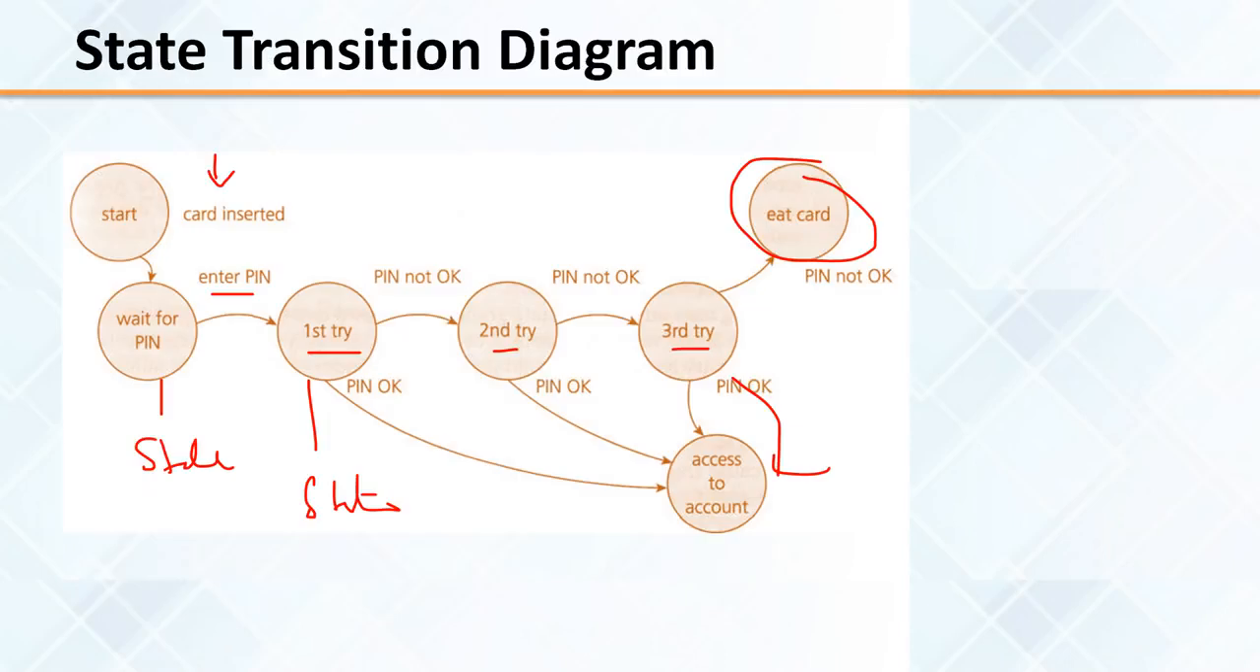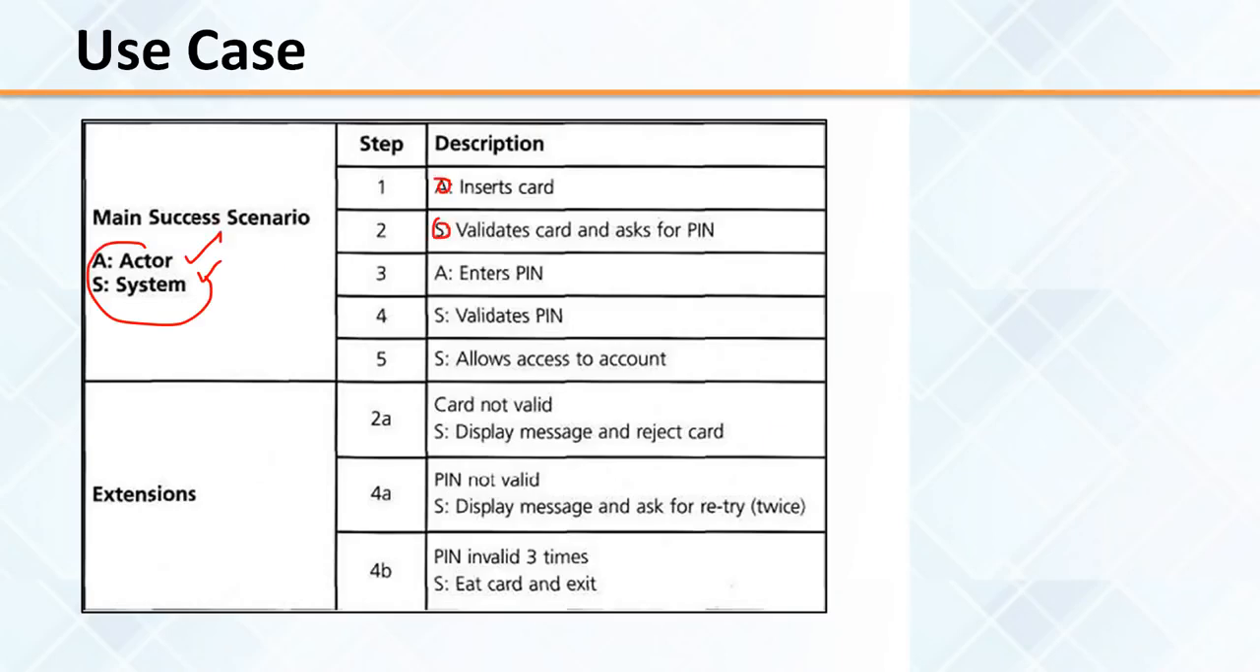So first we insert the card, that is action. A means actor, okay? Actor will insert the card. Inserting the card is an action. Actor can perform the action. So A is an actor, inserting card is an action. Now second step, what system will do? This is the outcome. So validates card and ask for the pin.